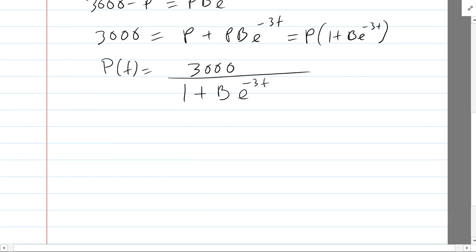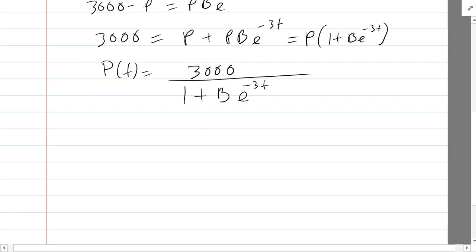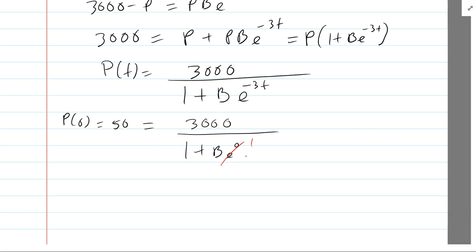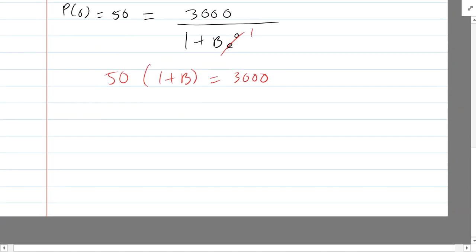Now, do we have to use what we were given? We have to find the B, right? So we're going to use P of 0. P of 0 was 50. 50 equals 3,000 over 1 plus B e to the 0. Is that going to go to 1? So it's 3,000 over 1 plus B. Multiply both sides by it. Do I get 50 times 1 plus B equals 3,000? See why I like this one, because it's just algebra.